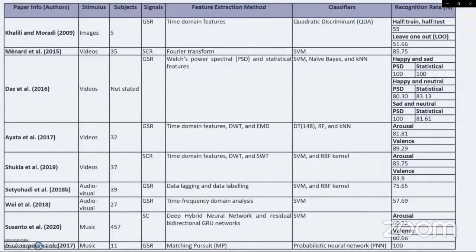In a previous study, we compared the recognition rates achieved by existing studies that have conducted emotion recognition on GSR signals, based on the number of stimuli and subjects used and the different feature extraction methods and classifiers used. This became a guide for us in proposing the methodology for this project.